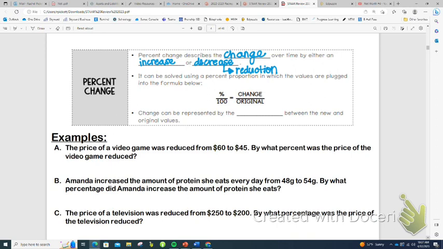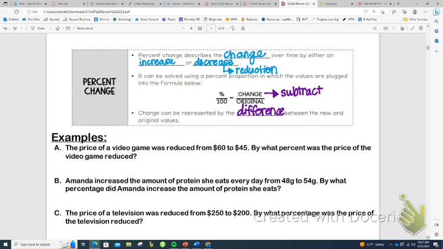So to solve percent proportions, we are going to plug in the values into the formula below, where we still have percent over 100, because percents are always over 100, is equal to the change over the original. And change can be represented by the difference between the new and original values. You should know that difference means to subtract. So to find the change, we're going to subtract our new and original values.